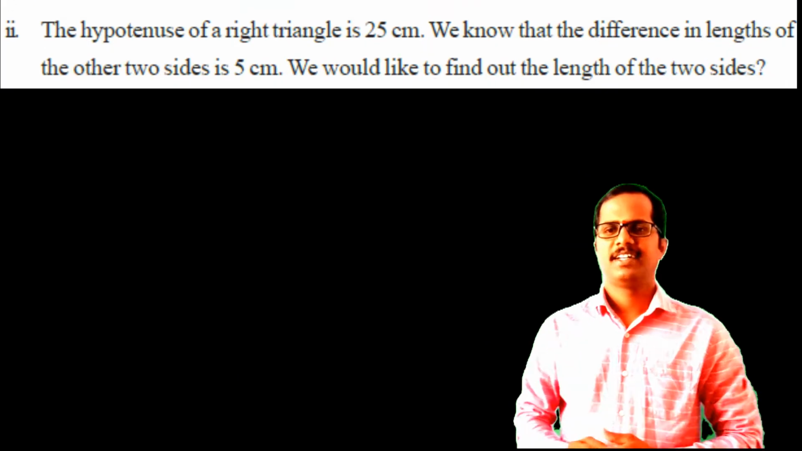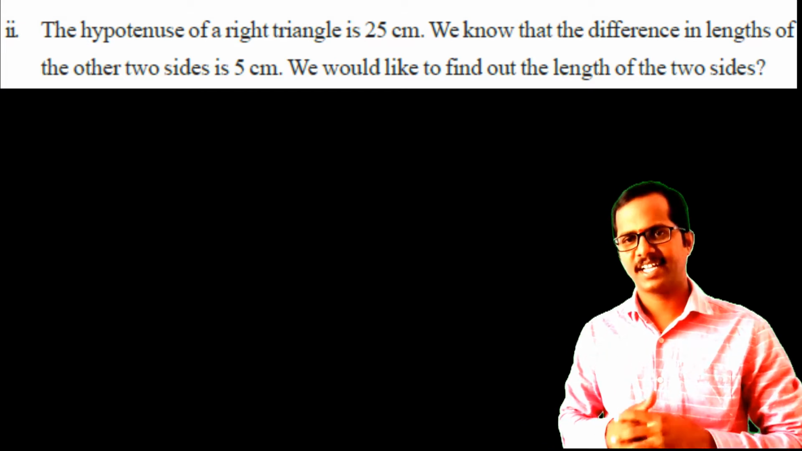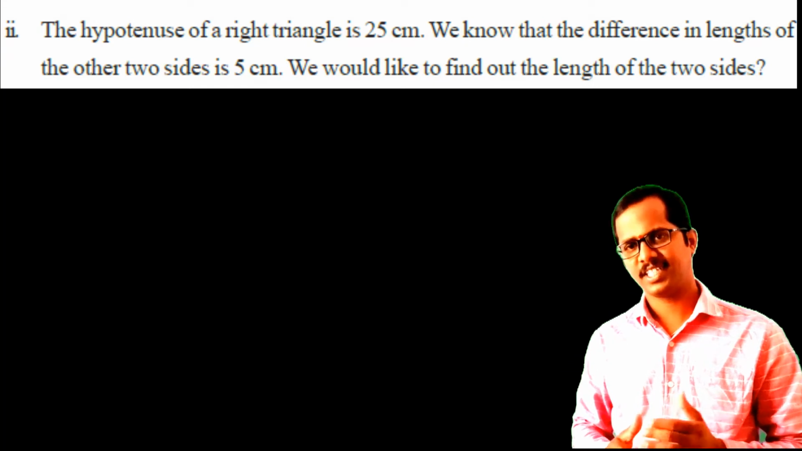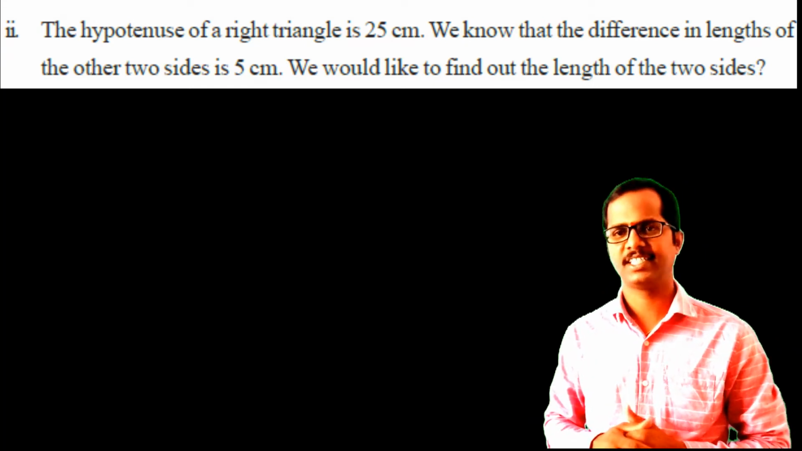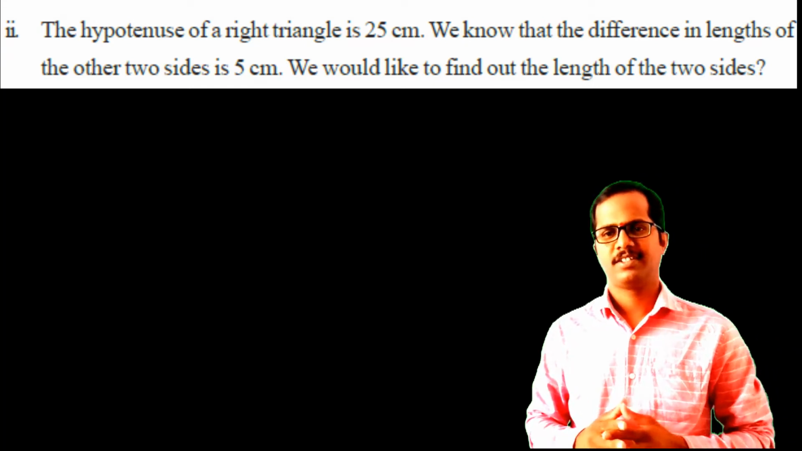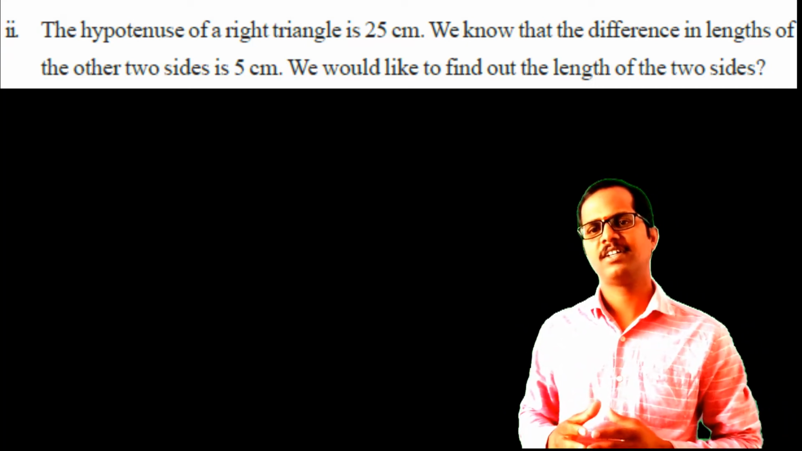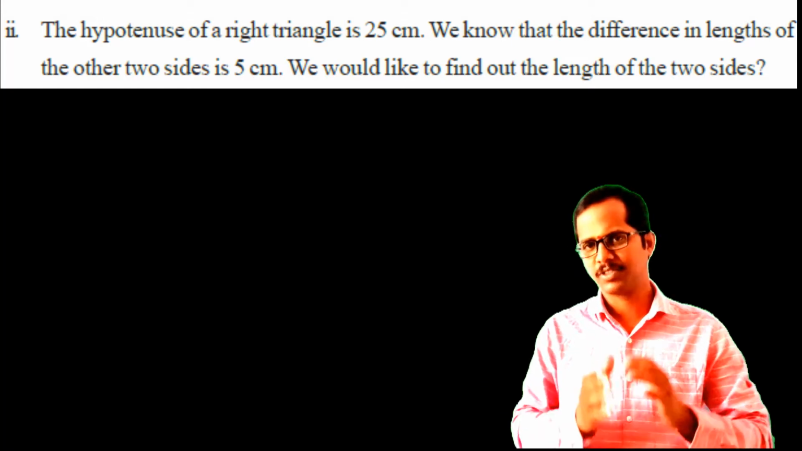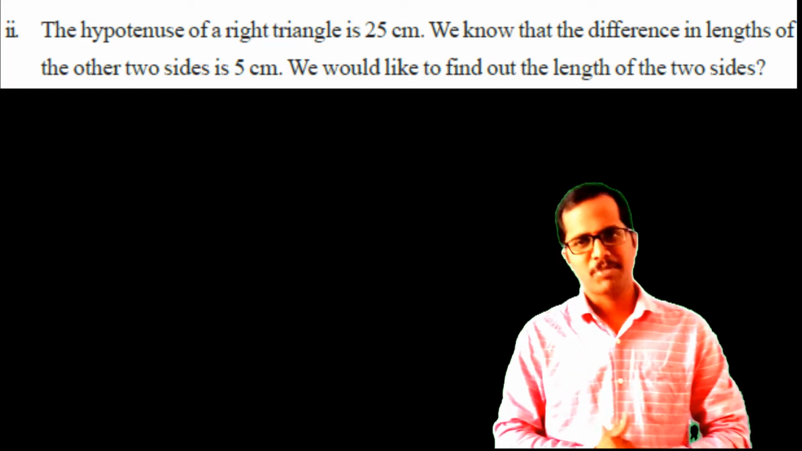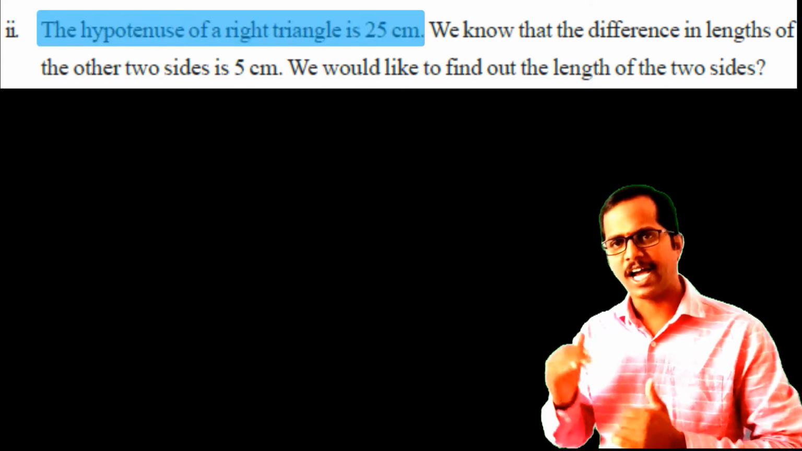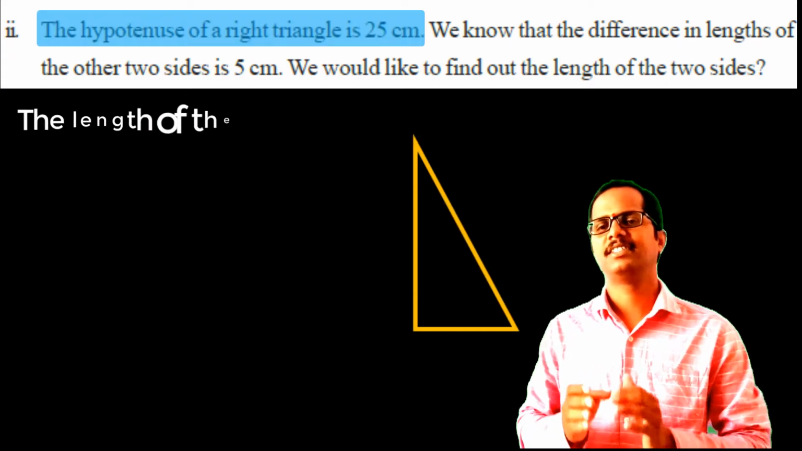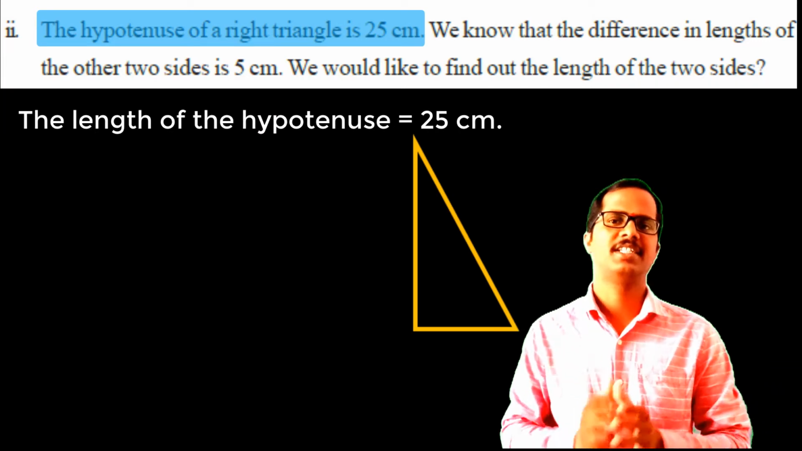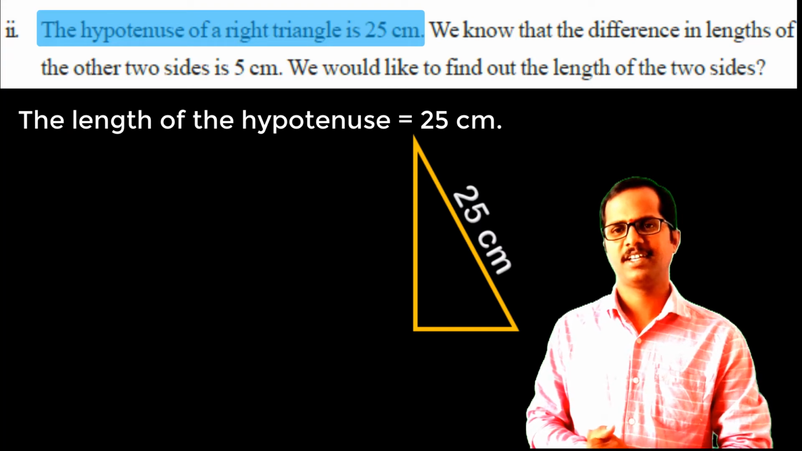It is given that the hypotenuse of a right angle triangle is 25 centimeters. We know that the difference in lengths of the other two sides is 5 centimeters. Now we would like to find the length of the other two sides. So here in this situation, if you observe the problem carefully, we were given the length of the hypotenuse of a right angle triangle as 25 centimeters. So what is the length of the hypotenuse? Here it is given as 25 centimeters.